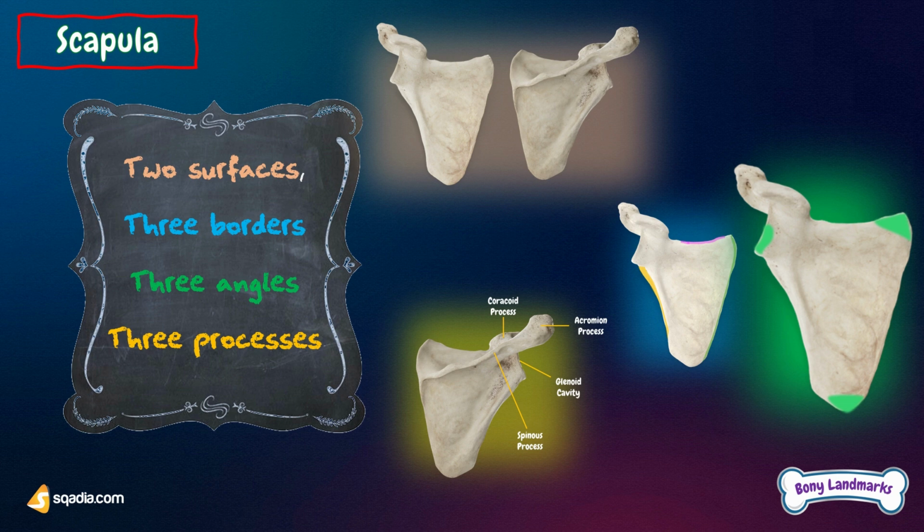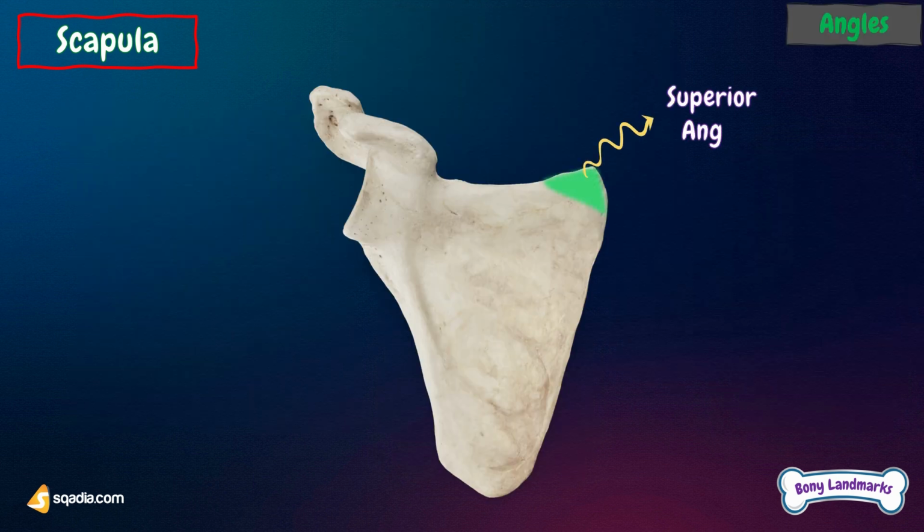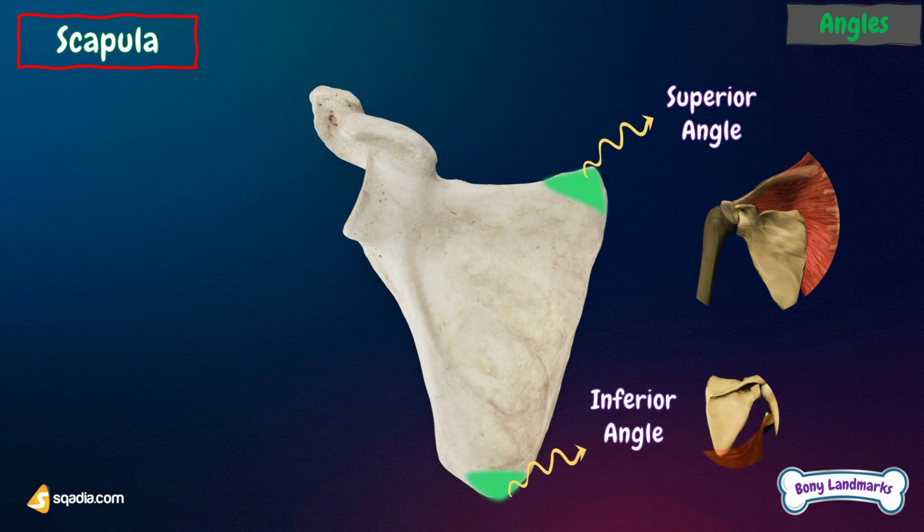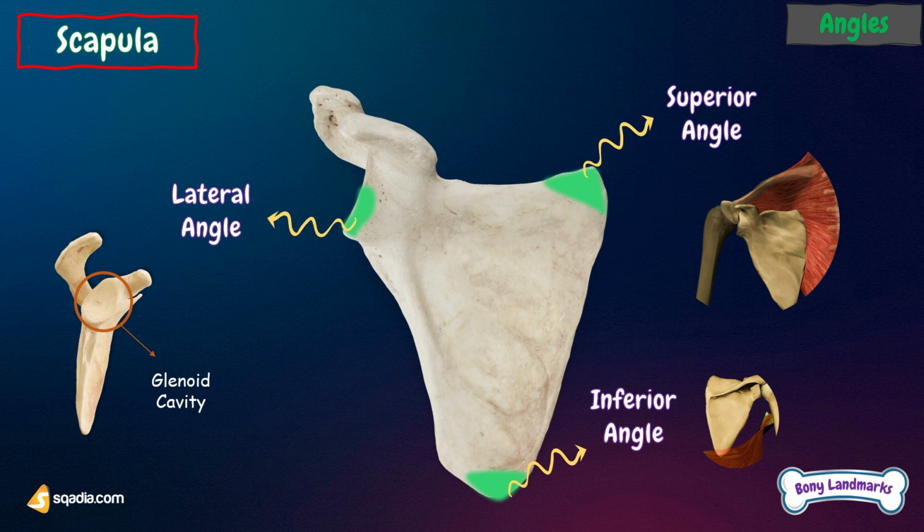As for the 3 angles, the superior angle is covered by the trapezius. The inferior angle is covered by the latissimus dorsi. It moves forwards round the chest when the arm is abducted. And the lateral or glenoid angle is broad and bears the glenoid cavity or fossa, which is directed forwards, laterally, and slightly upwards. A supraglenoid tubercle is present above the glenoid cavity.